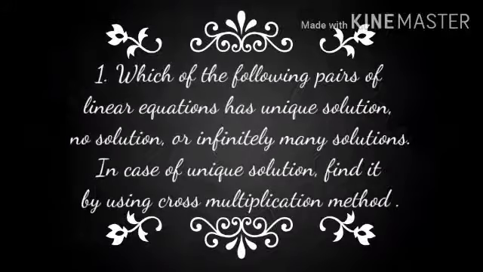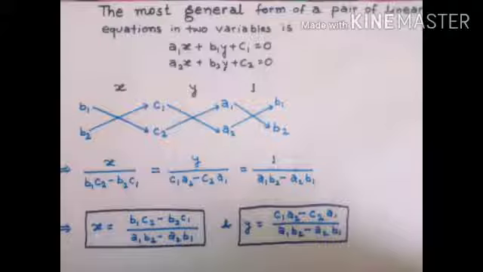Question number 1. Which of the following pairs of linear equations has unique solution, no solution, and infinitely many solutions? In case there is a unique solution, find it by using cross multiplication method. Before starting the exercise, let us recall what is the cross multiplication method.